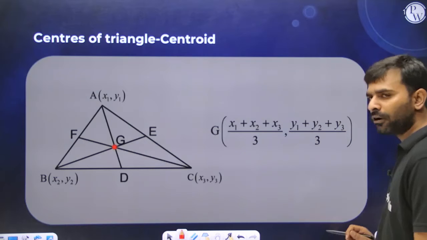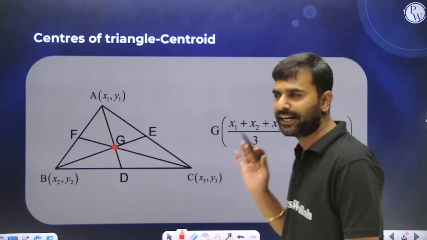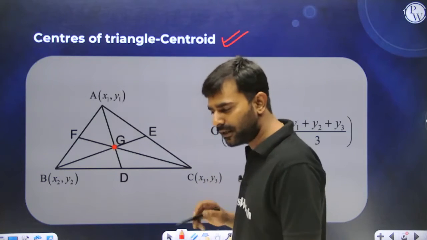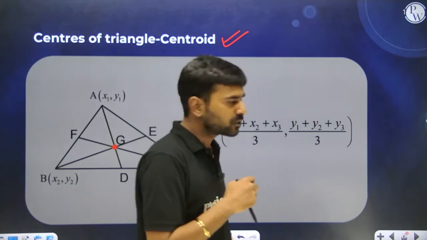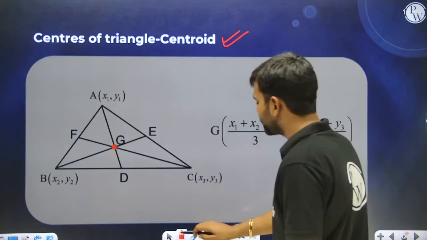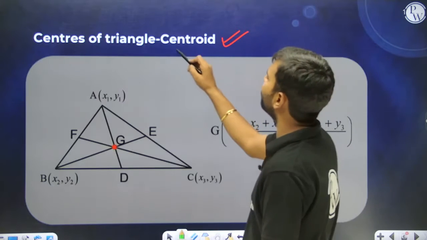Now there are 4 very important points in every triangle. One of them is the centroid, and the others are orthocenter, circumcenter, incenter and all. So let's first talk about the centroid. Centroid is nothing but the point of intersection of medians.